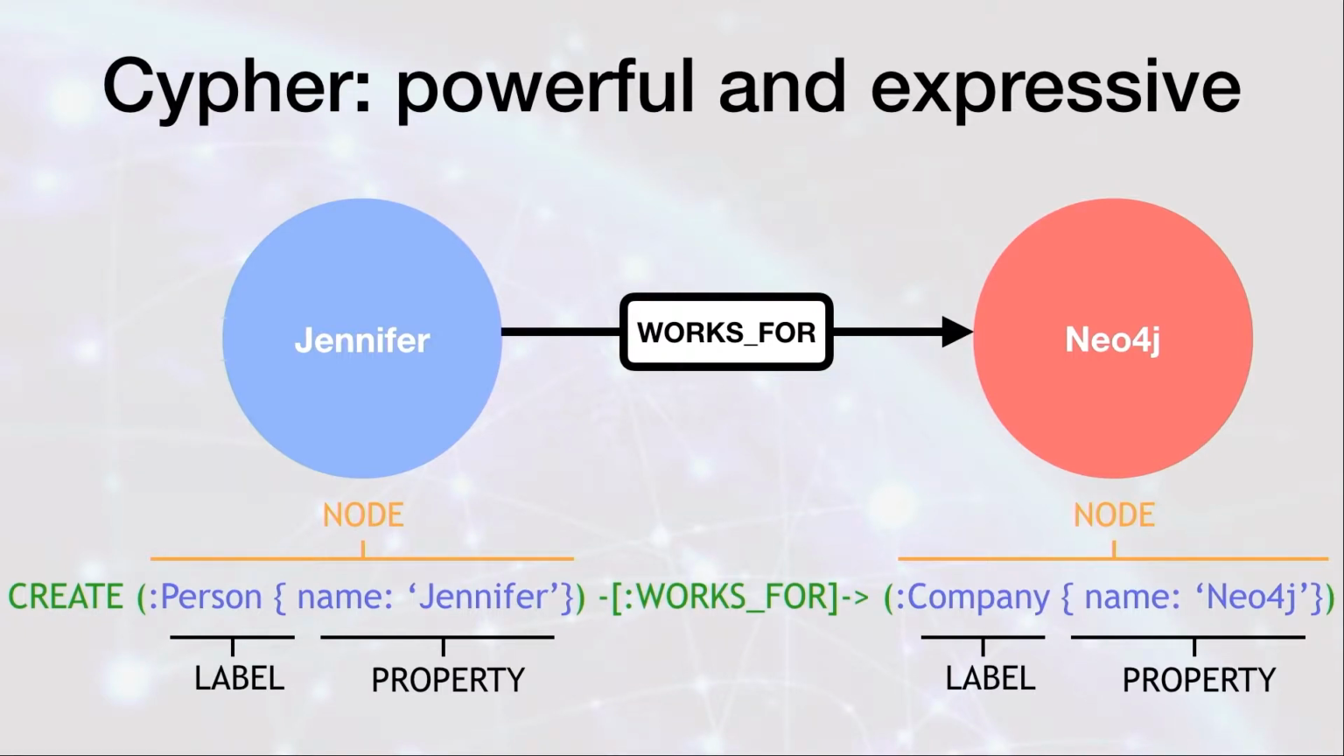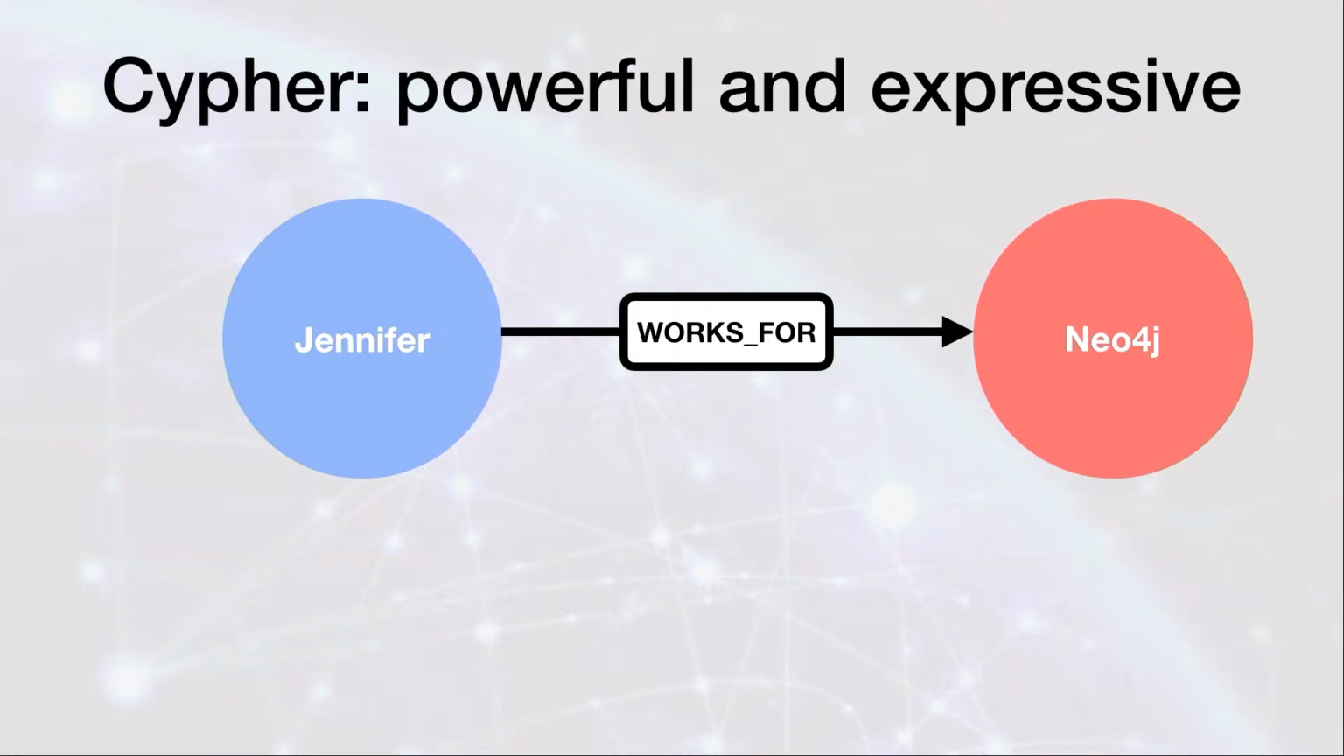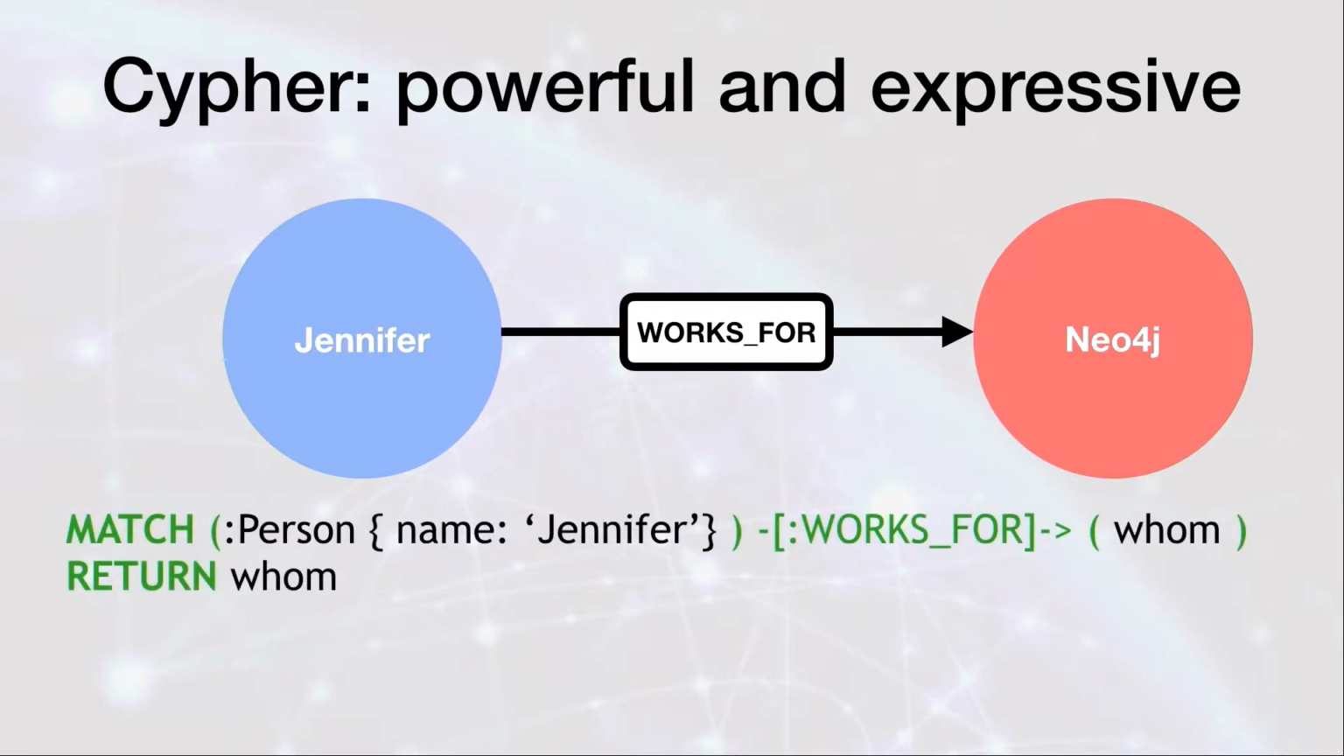Now we want to retrieve it back out, and this is the statement that goes along with that. We're going to use a match keyword, so match this particular pattern that we're going to give it. We know we have a person type node in there, we know the name is Jennifer, so we want to find Jennifer's node in the database. And then we know there's a works for relationship from Jennifer's node, but we don't know what's on the other side of that. We don't know who she works for.